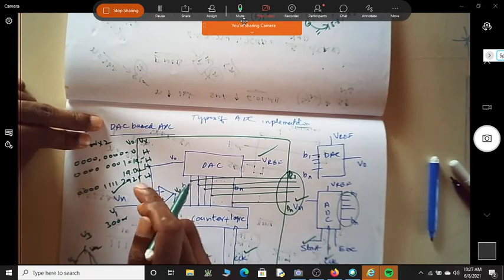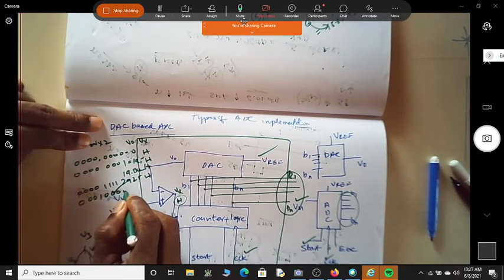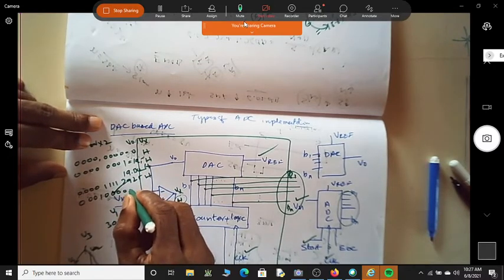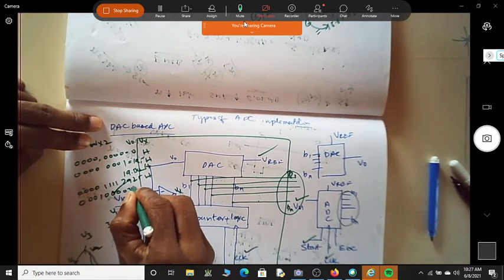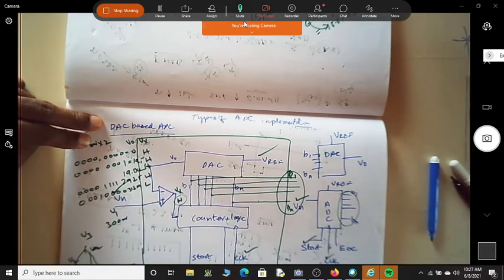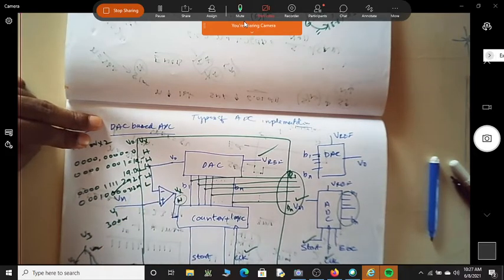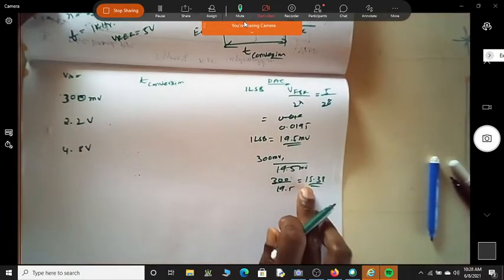Correct? So when it is still high, will it become 16? Yes, sir. When this becomes 16, what is this value? What is 16 times 19.5? 312 millivolt. So does this become low now? Yes, sir. When this becomes low, my EOC signal comes. Why is it coming now? Because we found that it is 15.38.